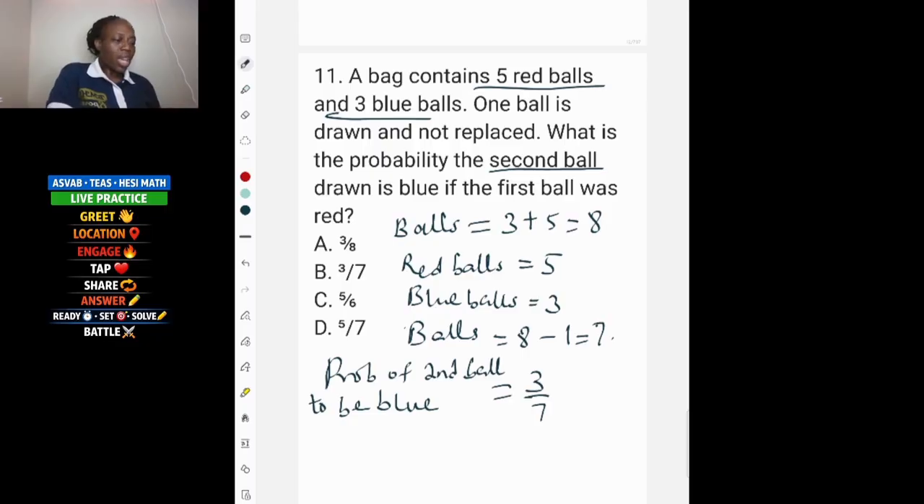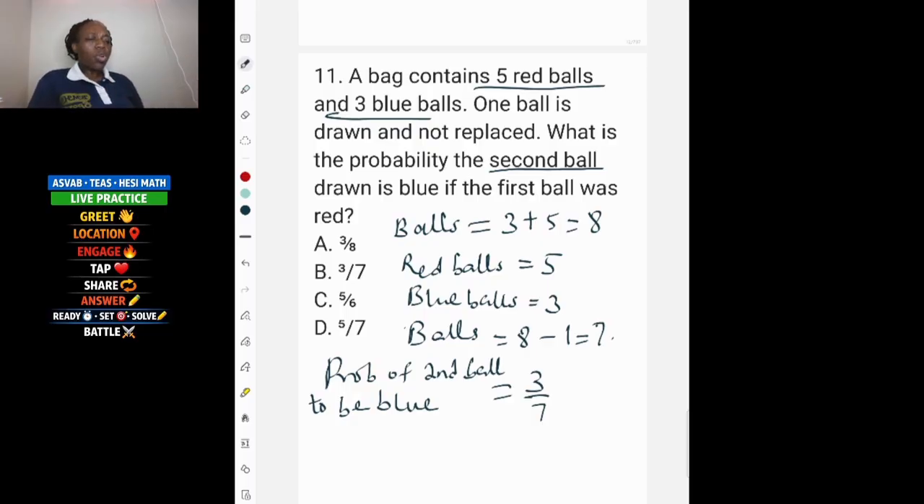So here we have the probability of the second ball to be blue. So 3 blue, then the total number that will remain is 7. Let us check now on this 11, the same 11.